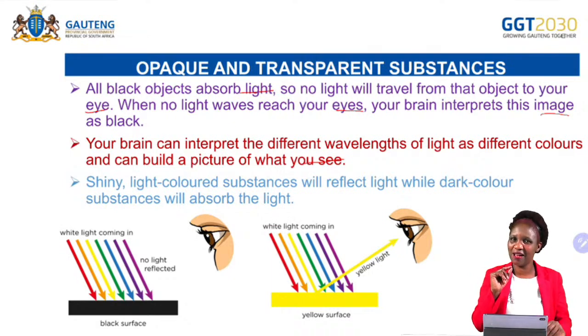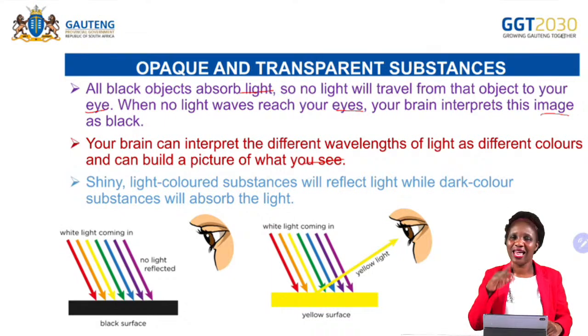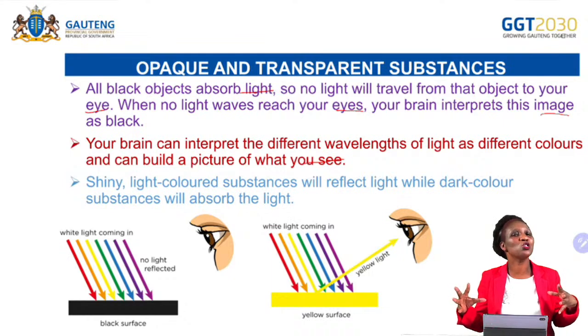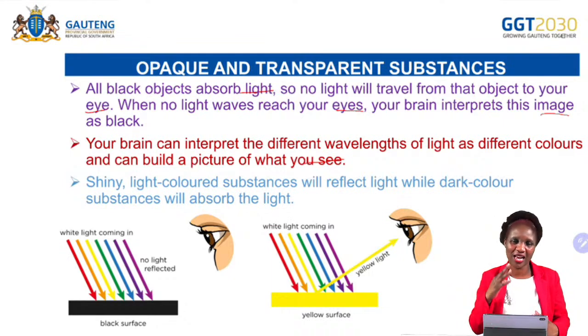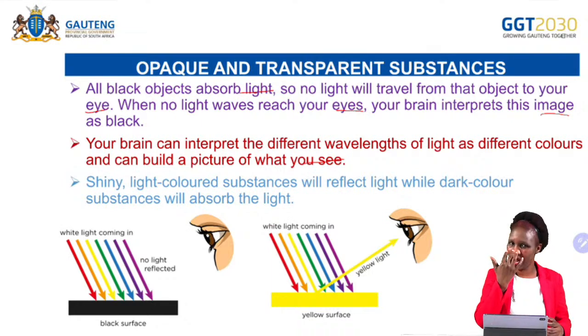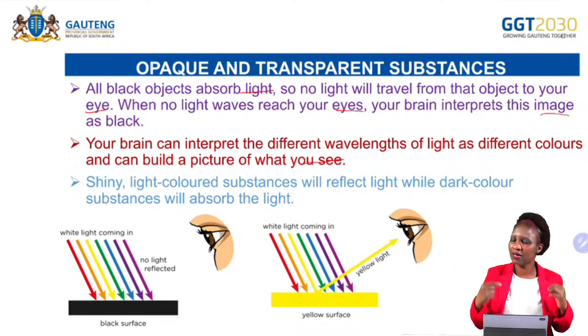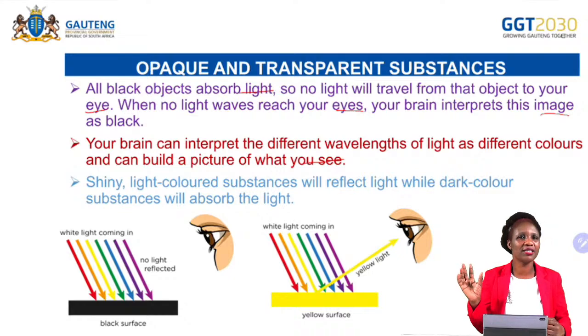And if it is a black substance, what's going to happen? If the white light shines on a black substance, then all the colors of the visible spectrum are going to be absorbed. If they are absorbed, we won't see anything. Why? Because no color is being reflected to our eyes. We can't see any color. And then our minds are going to interpret it as black because no light is coming to our eyes. Okay.